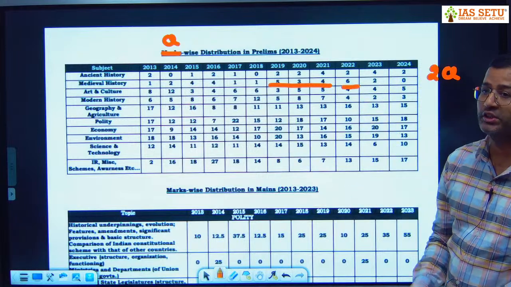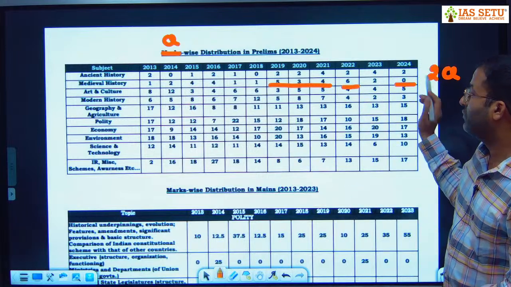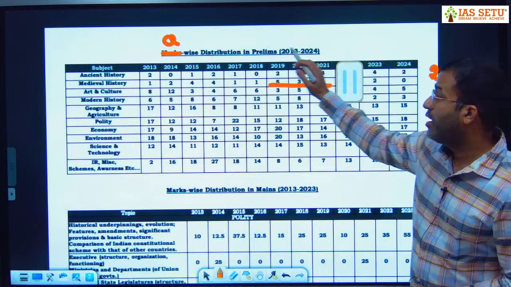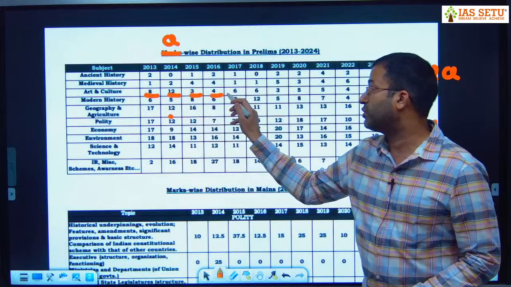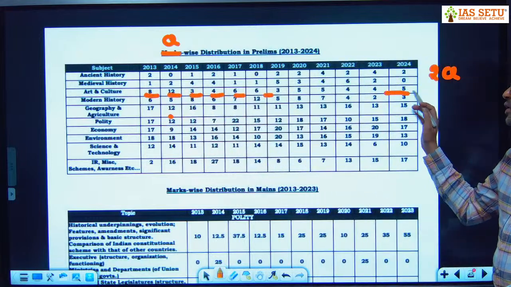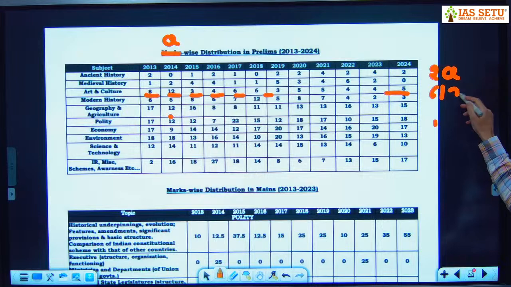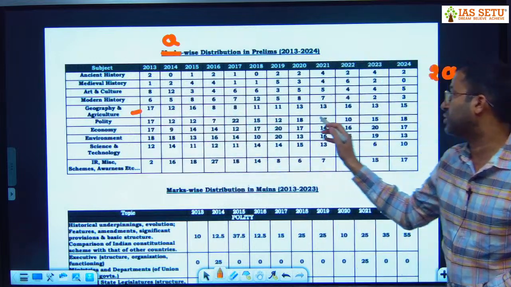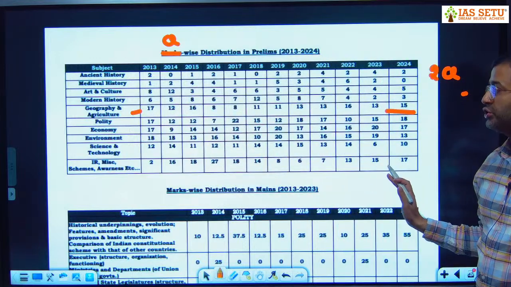Here 6 questions in 2022. फिर यहाँ 2024 में UPSC ने थप्पा बोल दिया, 0 questions. Art and culture 8, 12, 3, 4, 6. So here on average you can say 6-7 questions from art and culture we are having. Modern history, geography, agriculture nearly 13-15 questions.